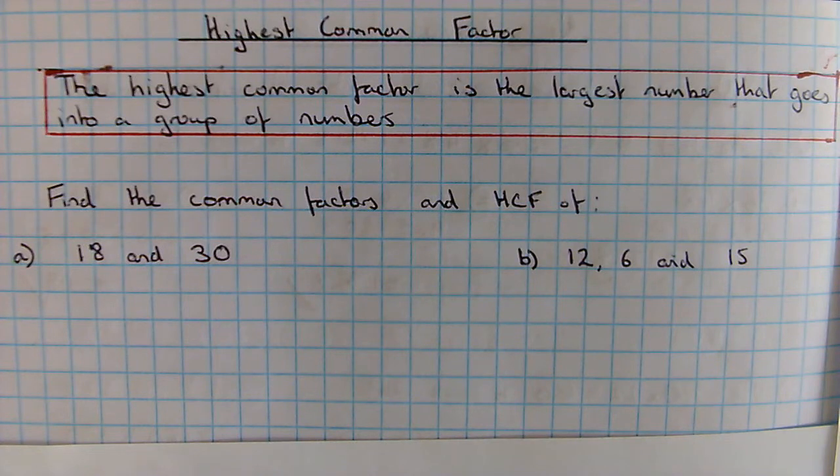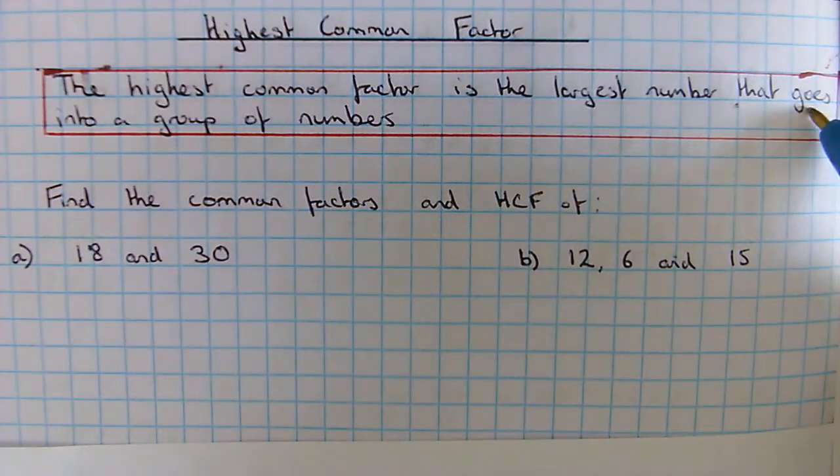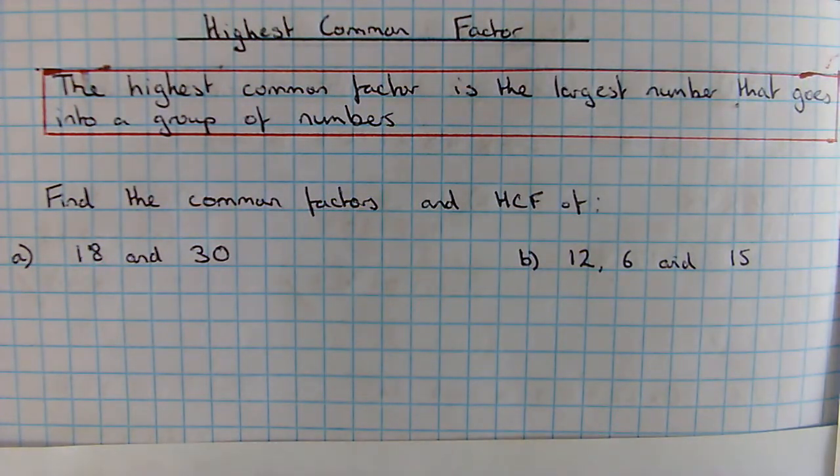So we're going to look this morning at the highest common factor, which becomes particularly useful with things like ratio and with fractions in later chapters. And the definition that we need to know here is that the highest common factor is the largest number that goes into a group of numbers. By goes into, what I really mean here is divides into, so you're looking at things being divisible by a common number. So the easiest way to look at that is to look at 18 and 30.